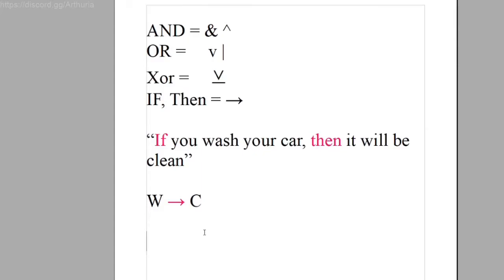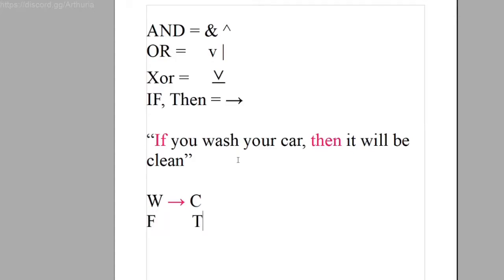Now, what would make this statement true? If the car's clean. If you wash your car and the car is clean, that would make this true. But what makes this statement false? I think only the case of you washing your car and then it not being clean.